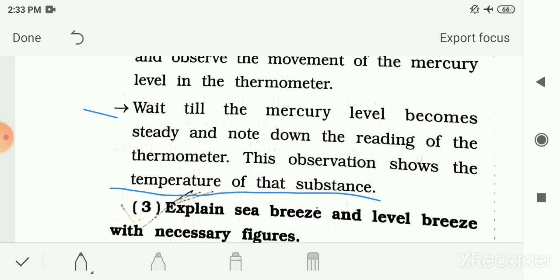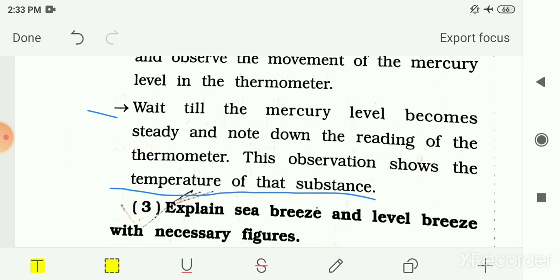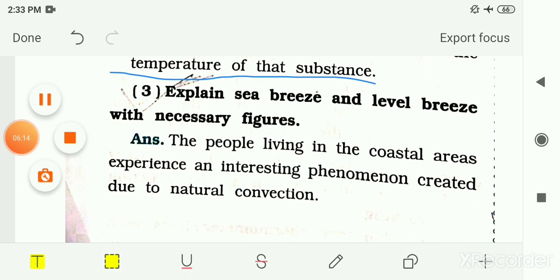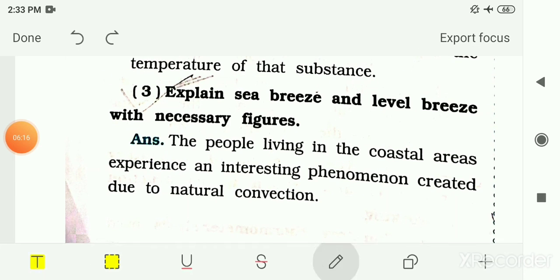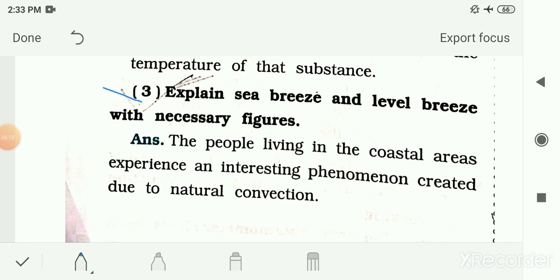Now the next question is question number 3. That is, explain sea breeze and land breeze with necessary figures. Land breeze and sea breeze. Here it's a land breeze. So first, sea breeze.